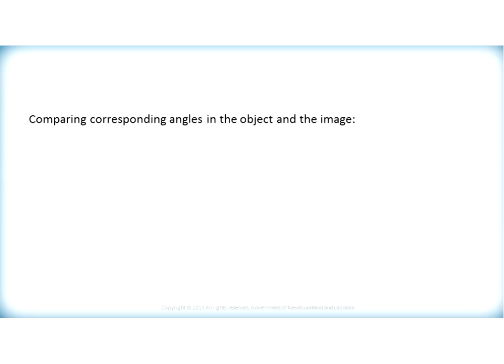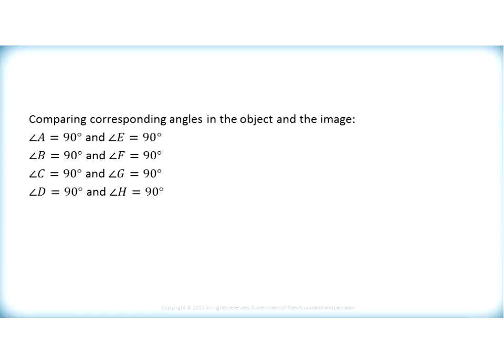So if we're going to compare those corresponding angles in the object and the image, angle A was equal to 90 degrees, and the corresponding angle is angle E, and that's also 90 degrees. Angle B is 90 degrees, and the corresponding angle in the smaller rectangle is angle F, and that's also 90 degrees. Angle C is 90 degrees, and the corresponding angle is angle G, which is also 90 degrees. And finally, angle D is 90 degrees, and the corresponding angle on the image is angle H, which, again, is also 90 degrees.